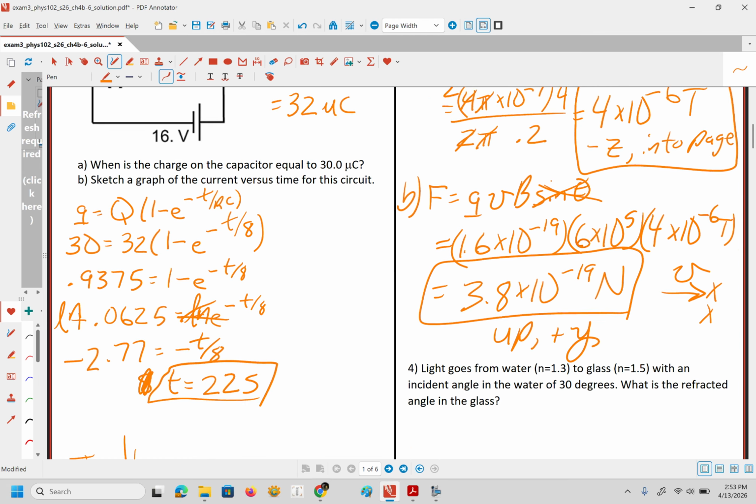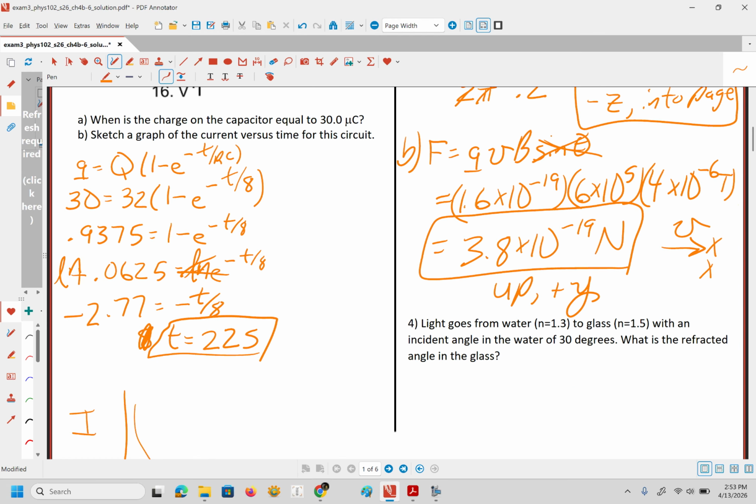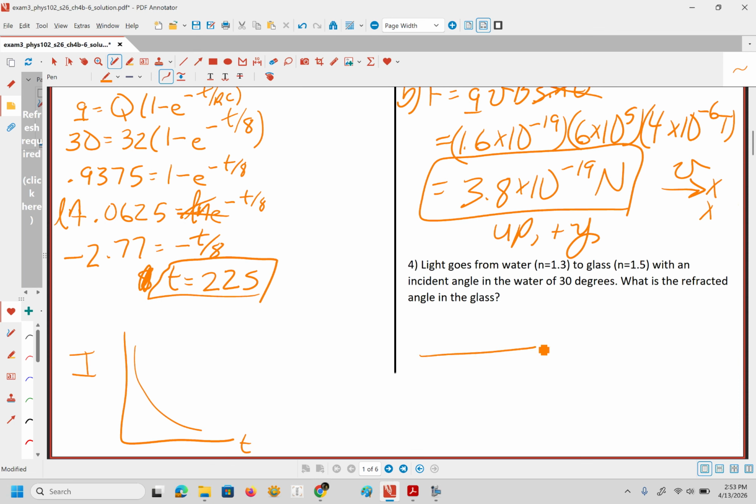Okay. And then finally, light goes from water into glass with an incident angle in the water of 30 degrees. So here I have this angle, which is 30 degrees. Here n is equal to 1.3, but here n is equal to 1.5. I can just sort of get a rough idea of what's going to happen. I want to know what this refracted angle is. But I know that since it slows down, you imagine our wavefronts, if it slows down here, that means it's going to curve around. So this angle, when I calculate it, had better be smaller than 30 degrees. We'll see if it is.